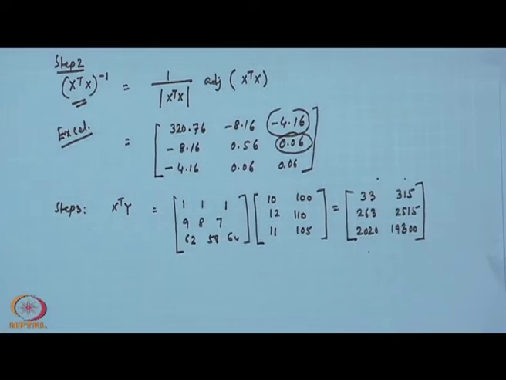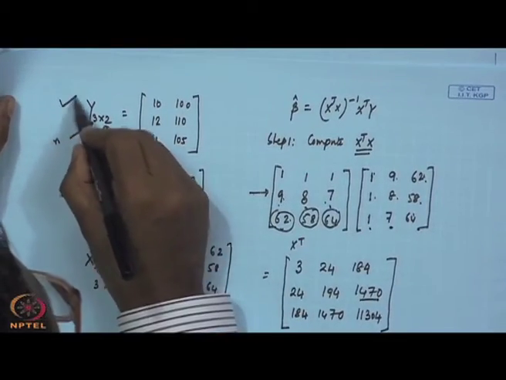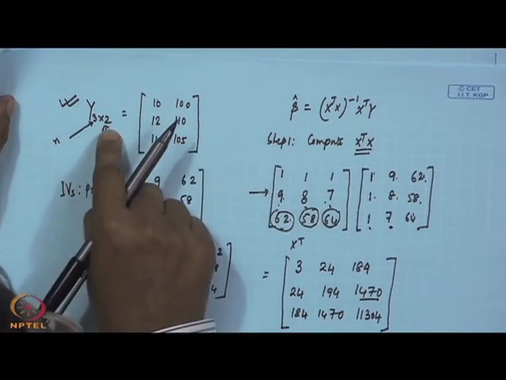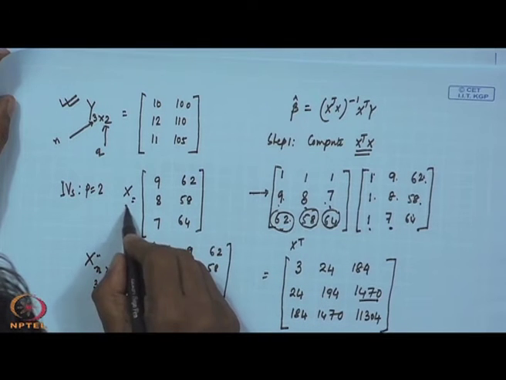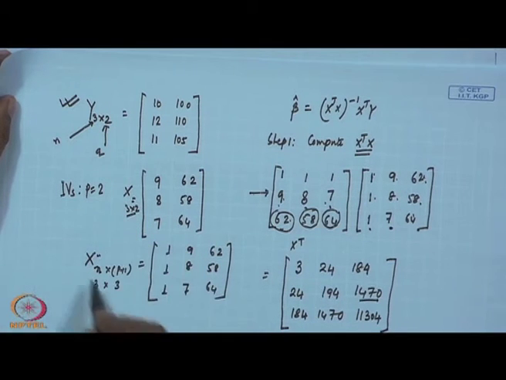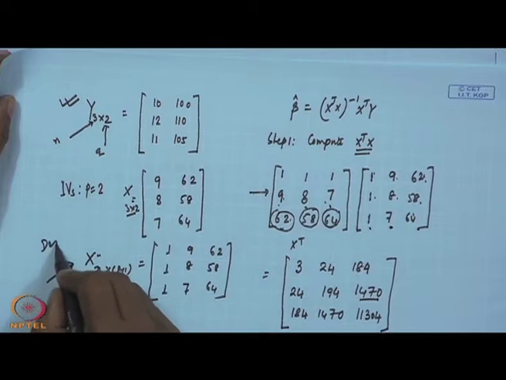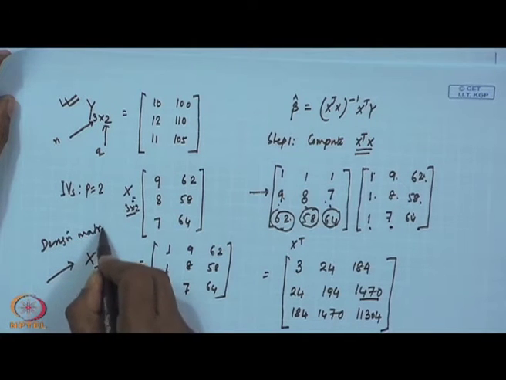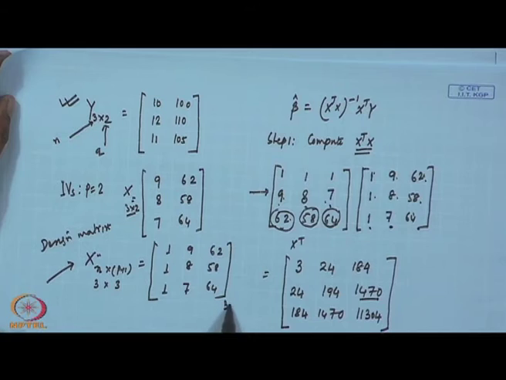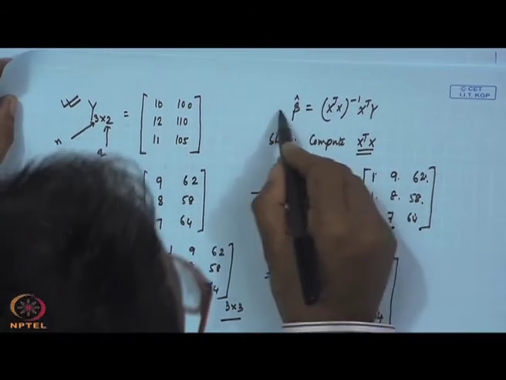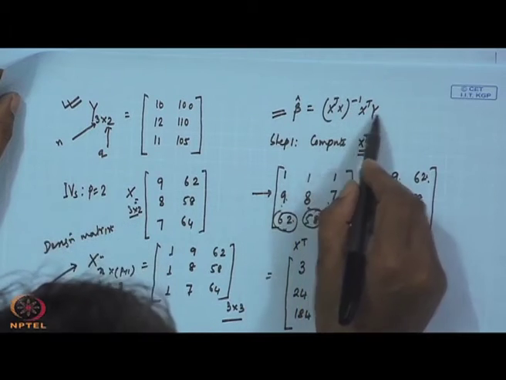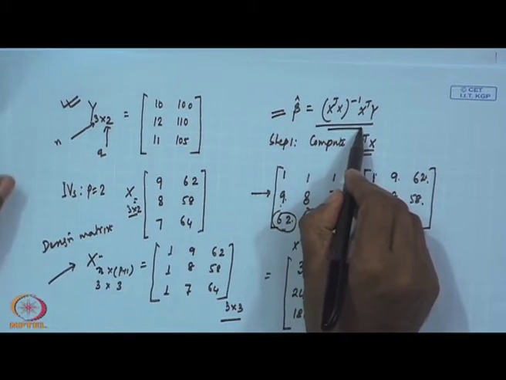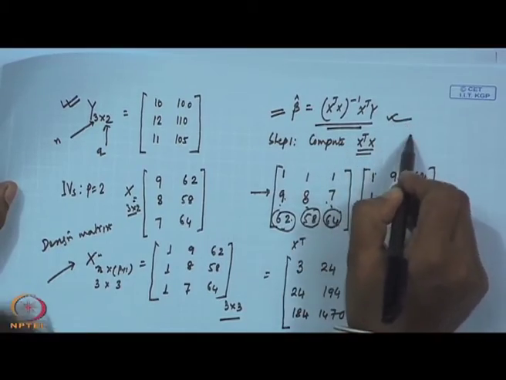So, with respect to this problem, what we are discussing now is that we are given this problem where Y is a 3 cross 2 matrix, X is again a 3 cross 2 matrix from the data point of view, but from the design matrix point of view, it is a 3 cross 3 matrix, and we are using beta cap equal to (X transpose X) inverse X transpose Y, that is the estimation formula for beta.